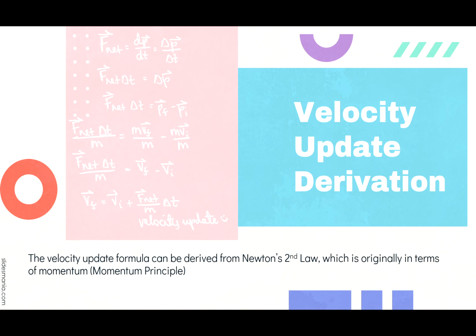The velocity update formula, which I used in creating the computational model of the slinky's position, can be derived from Newton's second law. After writing in terms of final and initial momentum, I divided both sides of this equation by mass. Then, adding initial velocity to both sides results in the velocity update formula.